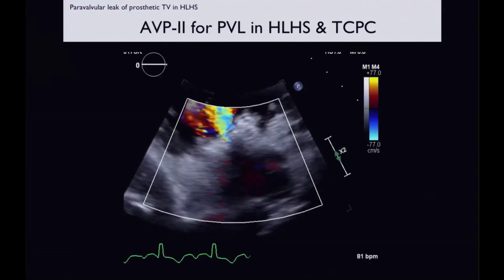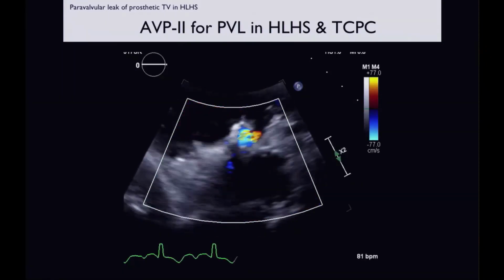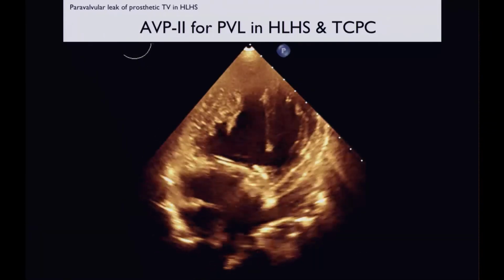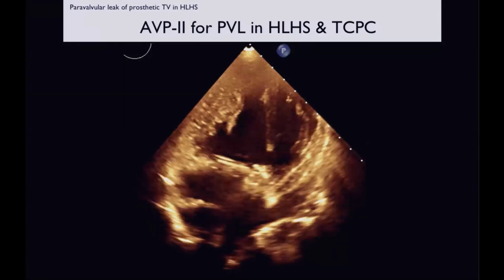And this is for the small color Doppler, present only on the ventricular side. And this is what TTE shows: the device position approximate to the prosthetic valves.